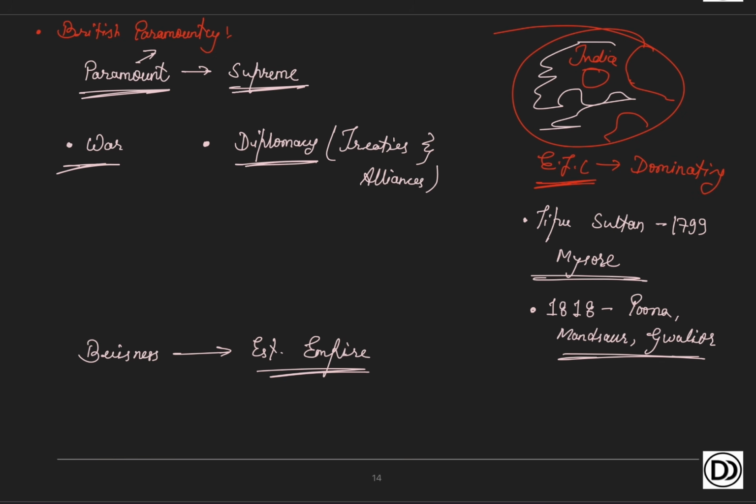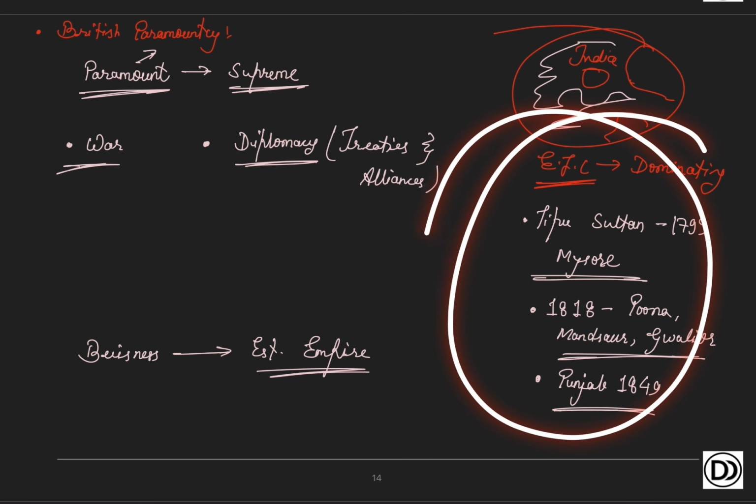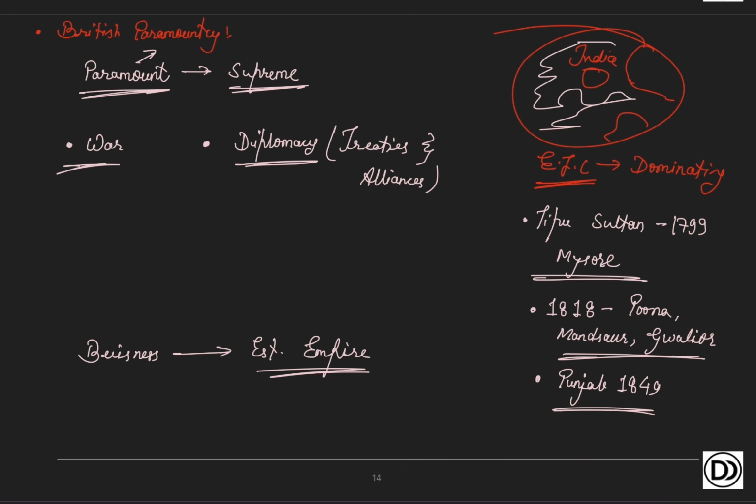And as we have seen, the Battle of Plassey, the Battle of Buxar, taking over Mysore, taking over Bengal, taking over Mandsaur, Gwalior, Pune. This is following the policy of British paramountcy using war. They also fought and took over Punjab in 1849. So this is one way. War is one way to take over India and establish their superiority.